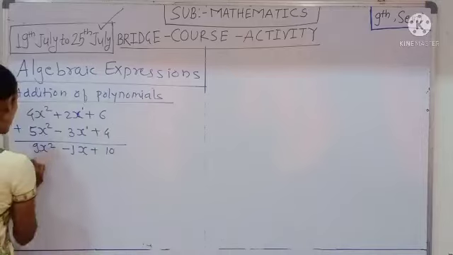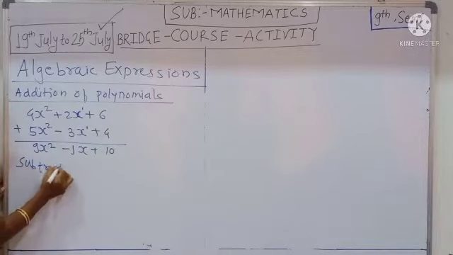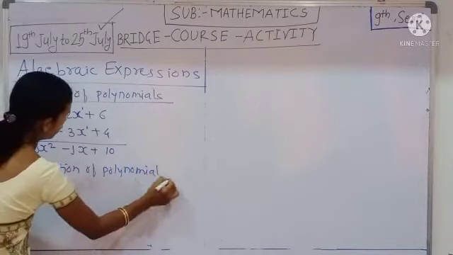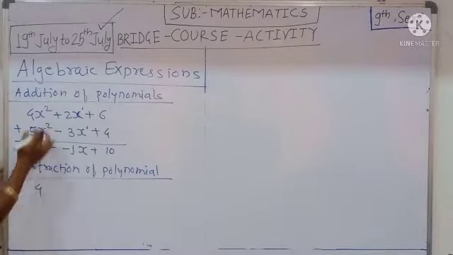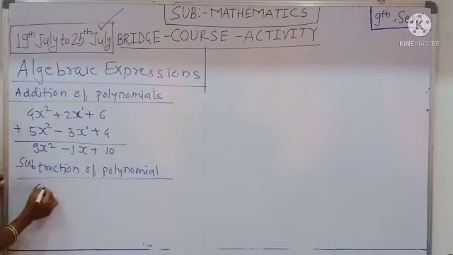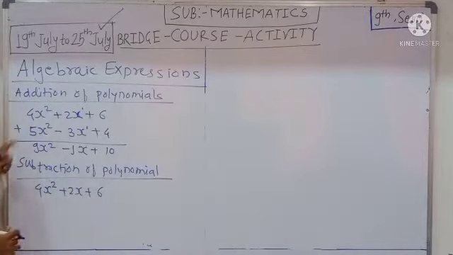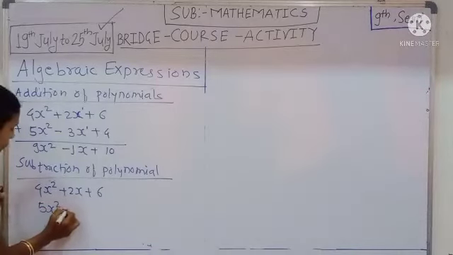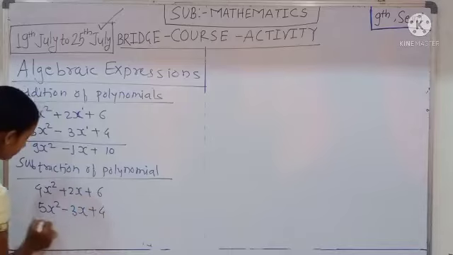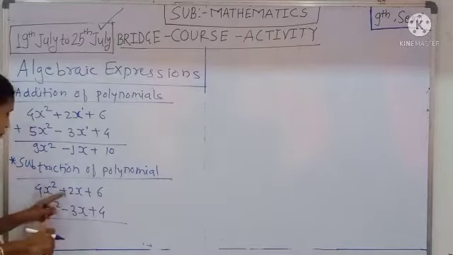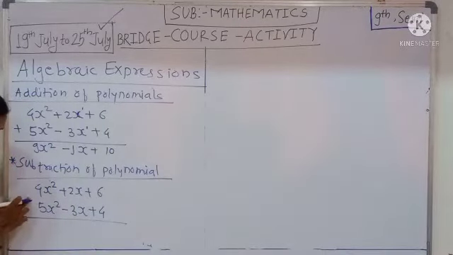Then subtraction of polynomial. Then the same example is taken here, that is 4x square plus 2x plus 6, from which we have to subtract 5x square minus 3x plus 4. Then when we do the subtraction of given algebraic expressions or polynomials, then we should not write the negative sign between those two algebraic expressions.